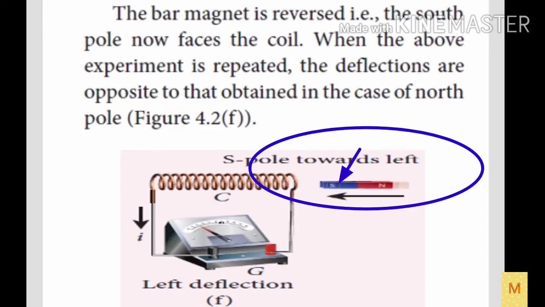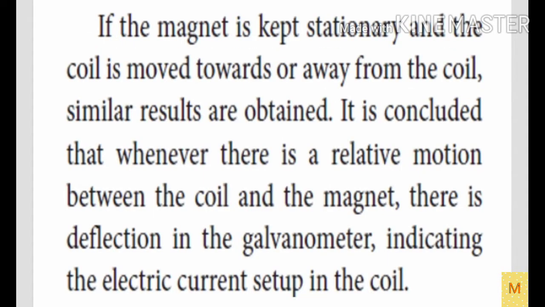Now the bar magnet is reversed such that the south pole now faces the coil. When the above experiment is repeated, the deflections are opposite to that obtained in the case of north pole. From the first experiment, we can conclude that whether the magnet is kept stationary or moving towards or away from the coil, similar results will be obtained.